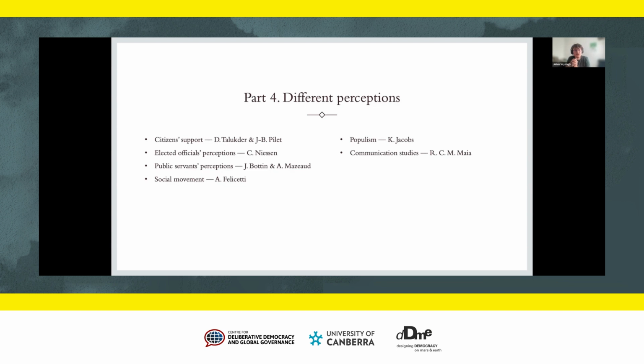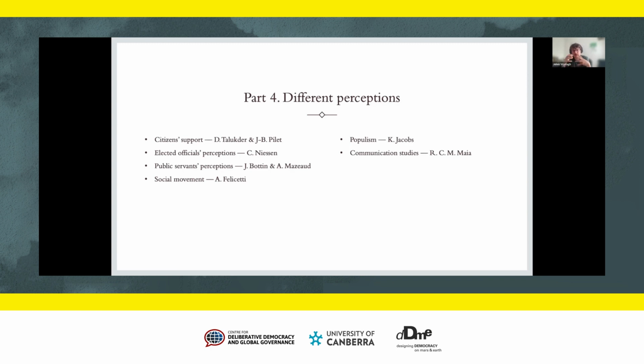And then we have also a chapter about public servants' perceptions of citizens' assemblies, written by Jean Botterman and Alice Mazeaud, in which they also elaborate a typology of different profiles of public servants and how they relate to the positive and negative perceptions of citizens' assemblies. And then the final 3 chapters basically look at citizens' assemblies from different literature. So we have Andrea Felicetti discussing the literature on social movements and the concept of citizens' assemblies to see to which extent social movements can actually build beneficial relationships with citizens' assemblies.